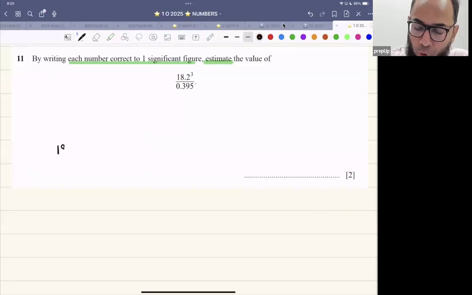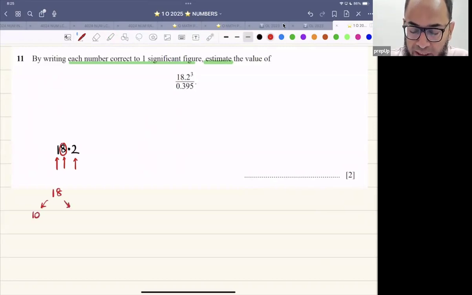Now 18.2, this is first significant figure, second significant figure, third significant figure. So this is the decision maker. 18, is 18 closer to 10 or closer to 20? What is it closer to? It's closer to 20. So let me choose 20.